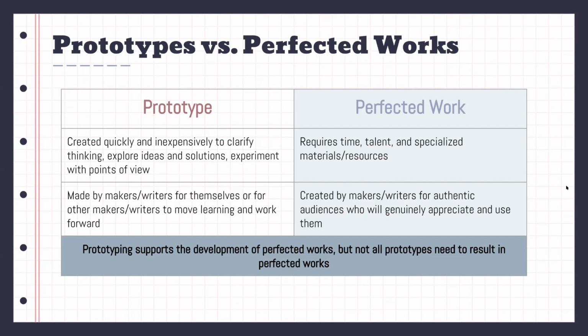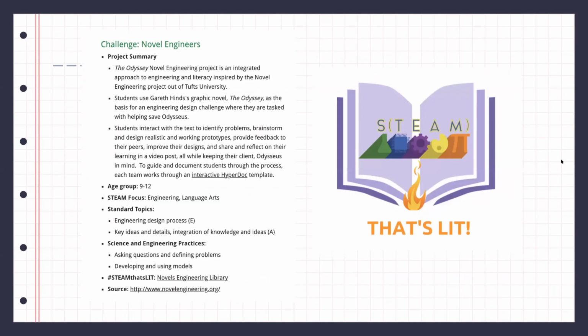And every writing task is different. And sometimes we don't need it to be perfected work. And so that's why it's really important to understand this prototyping process. Sometimes we write to get better at writing. Sometimes we write to produce a finished product that we want to share with someone else.